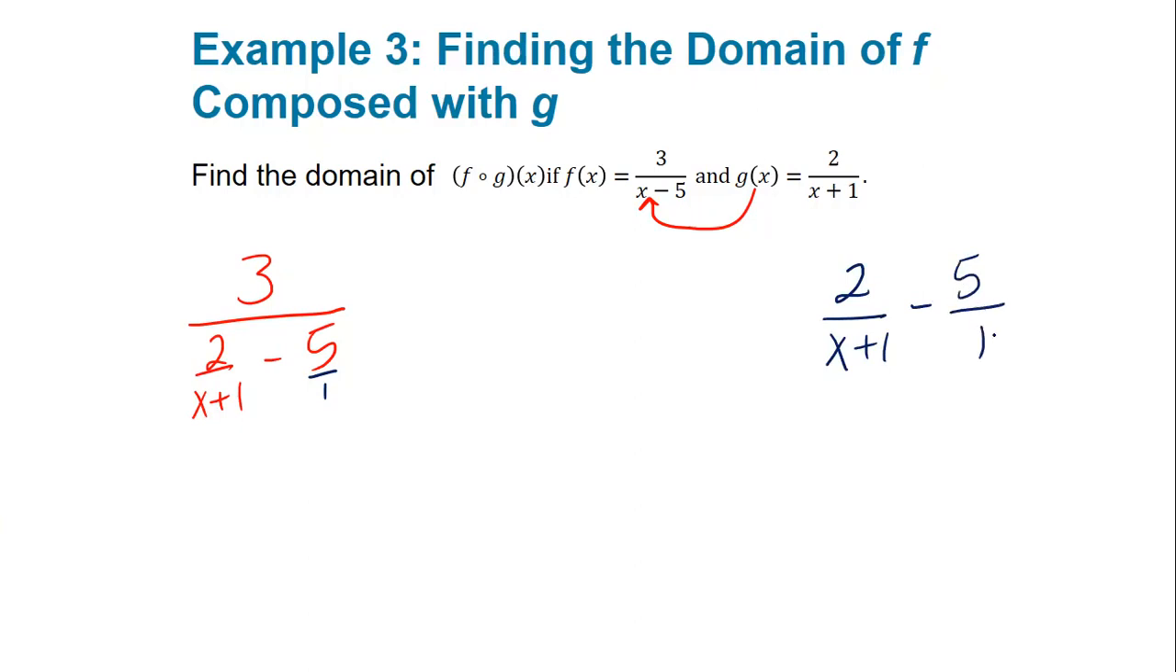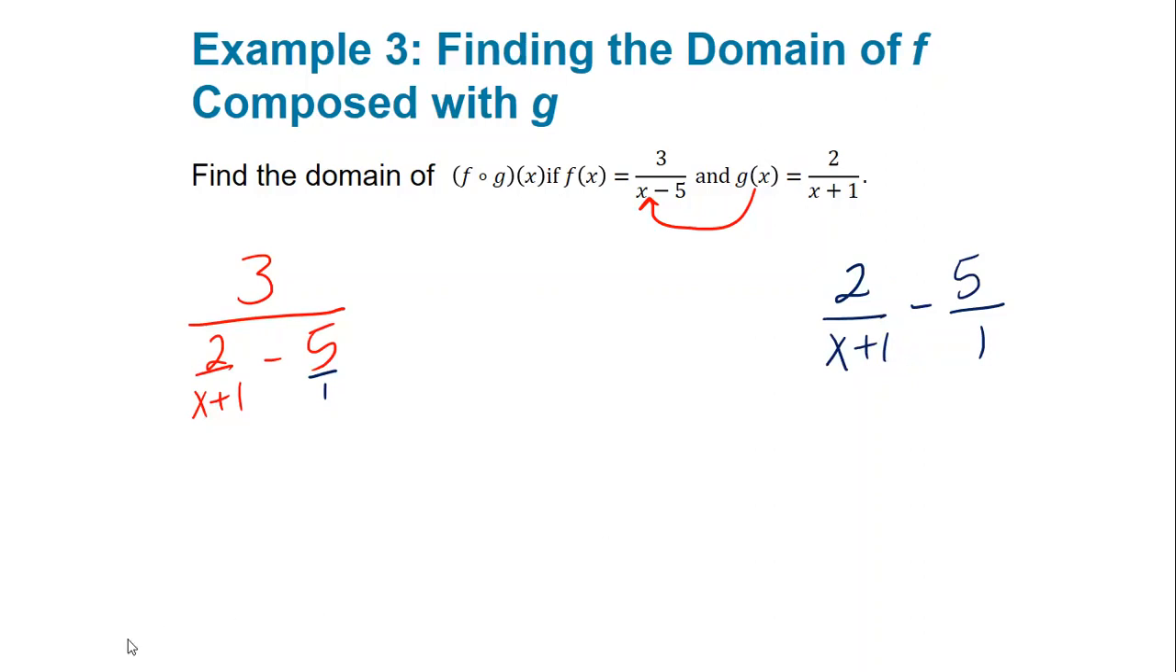Why did I put 5 over 1? To help myself, because the 1 is not going to change its value. The 5 was already there, it was minus 5. I just put it over 1. All right.